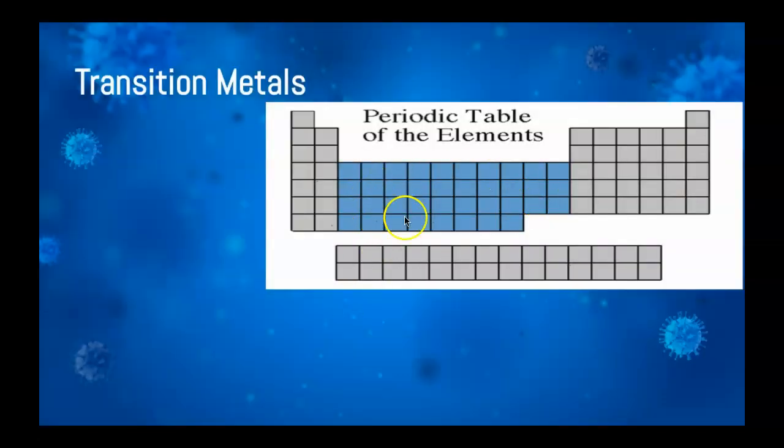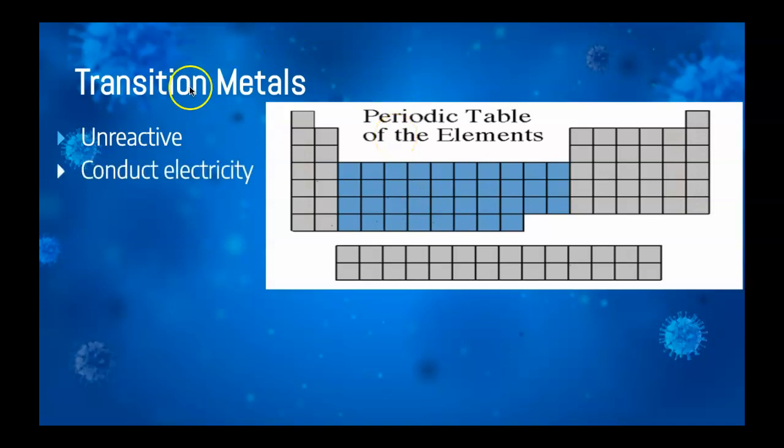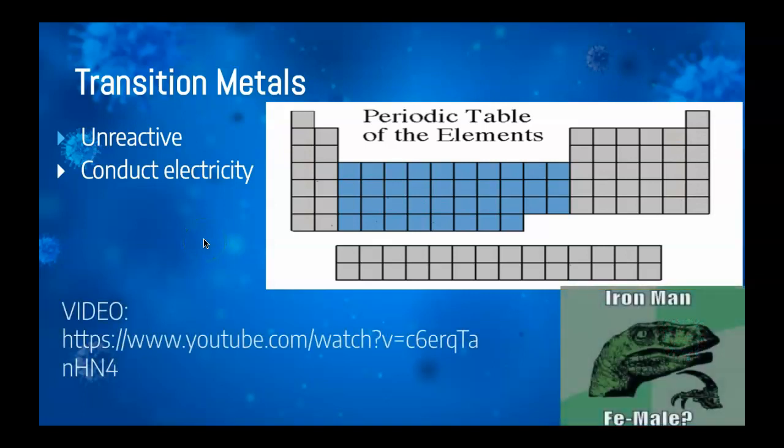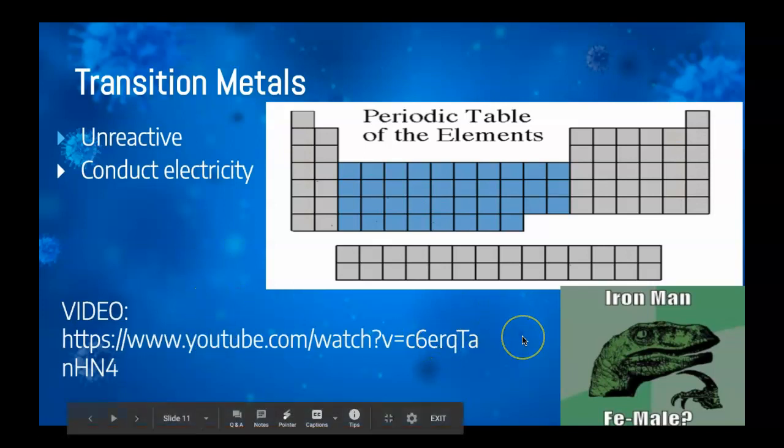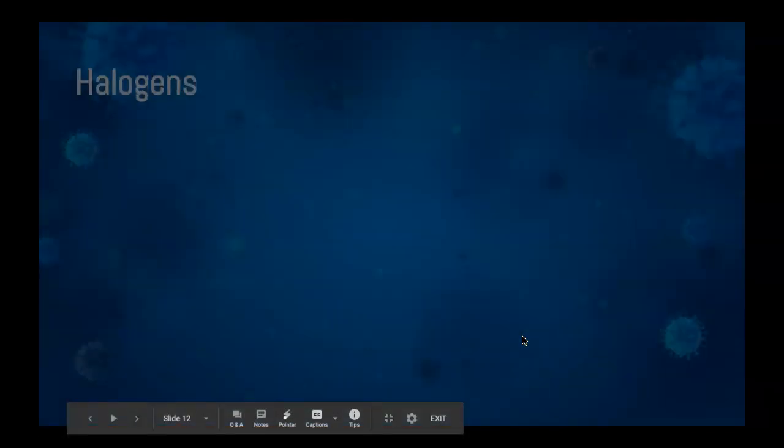The next is this big group in the middle, and these are what are called the transition metals. And they tend to be fairly unreactive. And if you look at your periodic table, you'll see things like copper, iron, silver, gold, and that sort of thing. All right. Common property for all of those is they are quite good conductors of electricity. And again, another video for you to watch. And again, another cheesy joke for you.